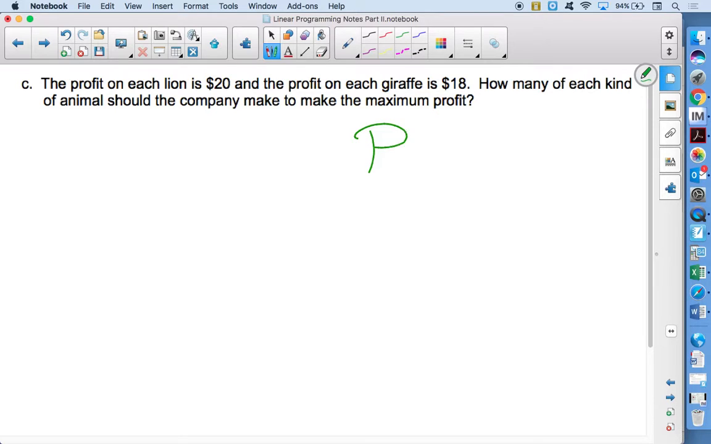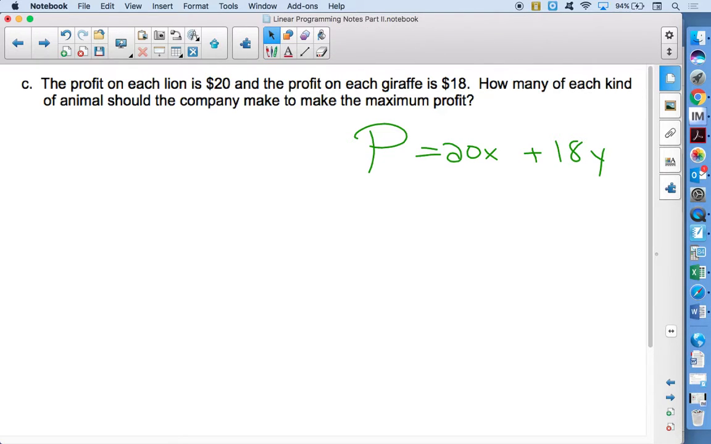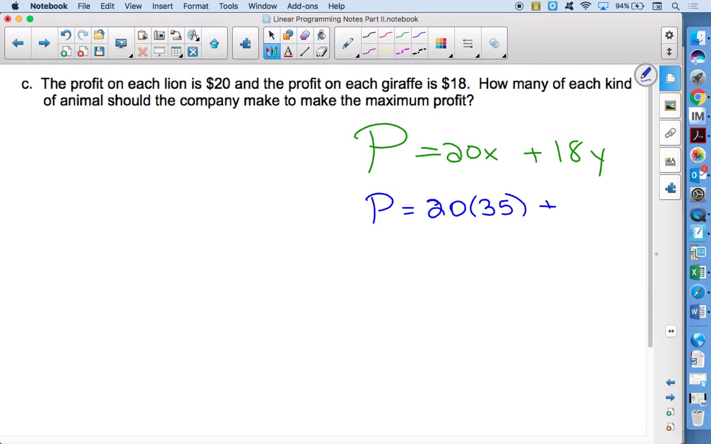Ethan? Would it be 35 times 18? Wait, I just want an equation first. Oh, yes, 20x plus 18y equals the maximum profit. And then if we have, Ethan I think was plugging in numbers, 35 lions and 40 giraffes, what would that maximum profit be?